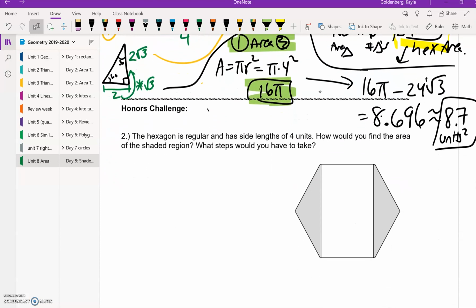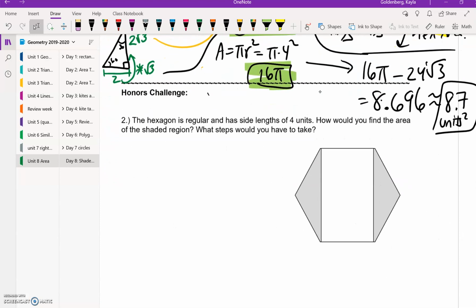Okay. This one was an honors challenge on our warm-up. And for this one, we've got a hexagon as well, and side lengths are also 4. So it's the same hexagon that we were looking at up above, right? Same hexagon. Now, this one's a little trickier because we have to figure out the area of the shaded region, and it's kind of like 2 chunks. So it looks like there's our regular hexagon, and it kind of looks like we've got a rectangle here.